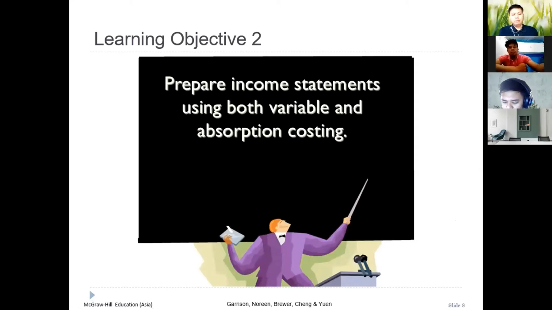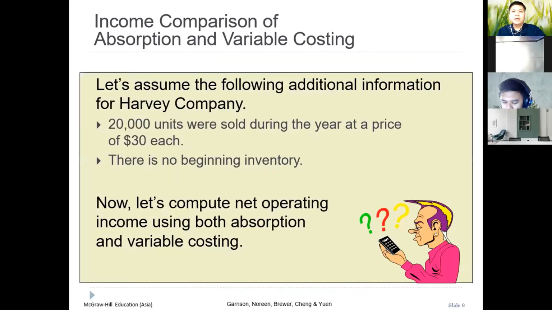And then I'll get this. Let's assume the following additional information for Harvey Company. 20,000 units. Di ba kanina, meron tayong 25,000 units were produced. Is that right? Now, we have 20,000 units were sold during the year at a price of $30 each, and there is no beginning inventory. Now, let us prepare the income statement.